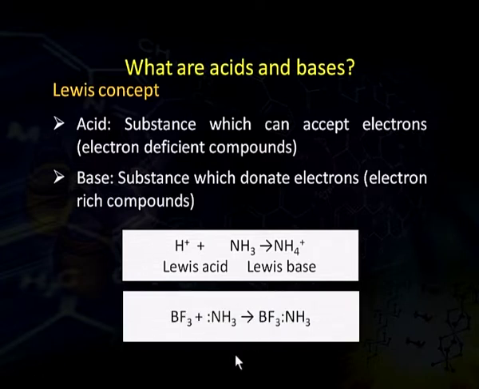Another example of a Lewis acid and base is boron trifluoride and ammonia. When these two combine together, they form a complex. In this case, boron trifluoride is an electron deficient compound because the octet of boron is not filled. Since the octet of boron is not filled, it can easily accept a lone pair of electrons from the nitrogen of ammonia, which is an electron rich compound. Therefore, BF3 acts as a Lewis acid while NH3 acts as a Lewis base, and these two combine together to form BF3·NH3, a complex.